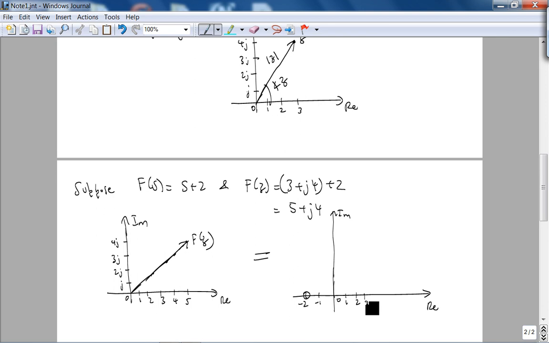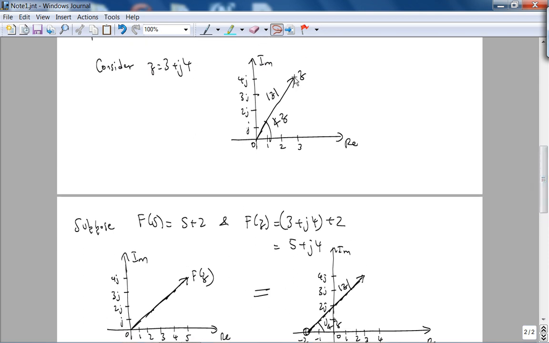1, 2, 3, 4, and this is j, 2j, 3j, and 4j. But you can hopefully see that the vector 3 plus j4, which is this fellow, I'm going to write this as magnitude of z and phase angle of z, okay?